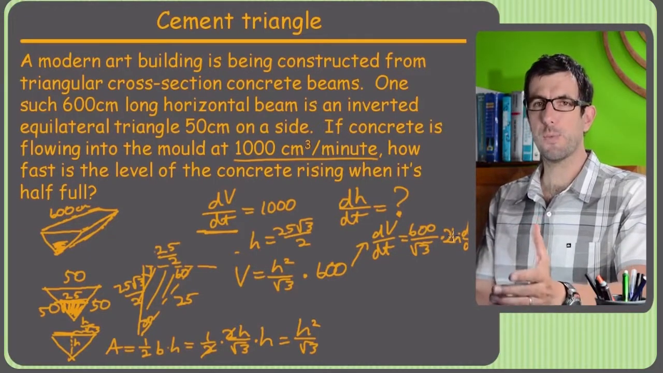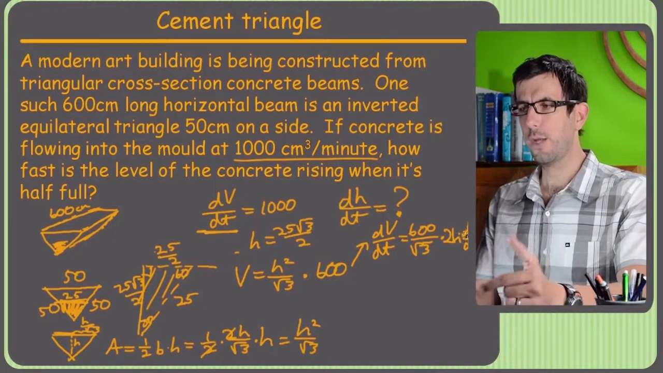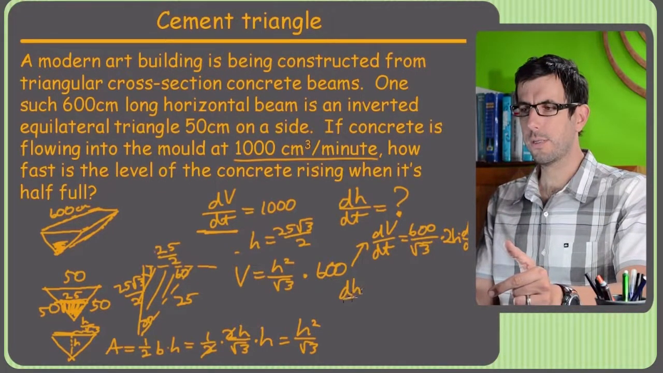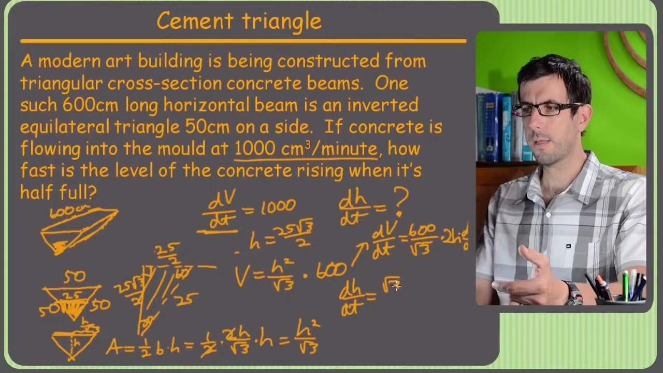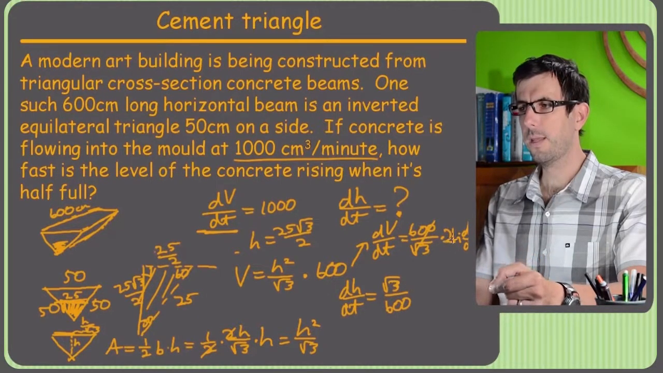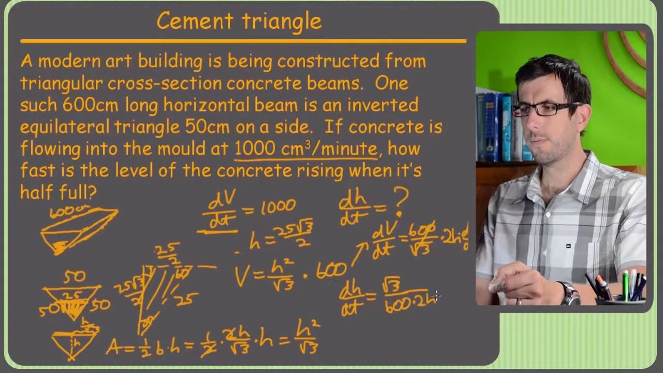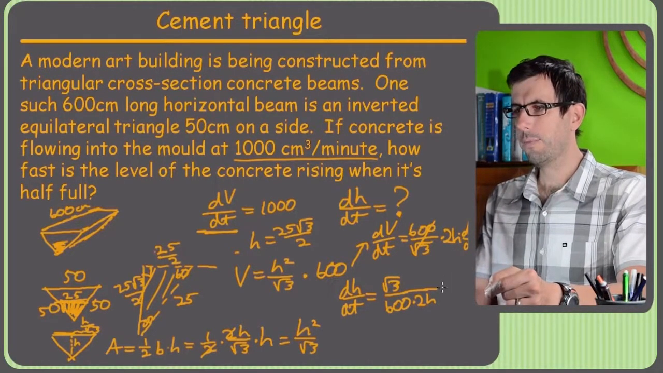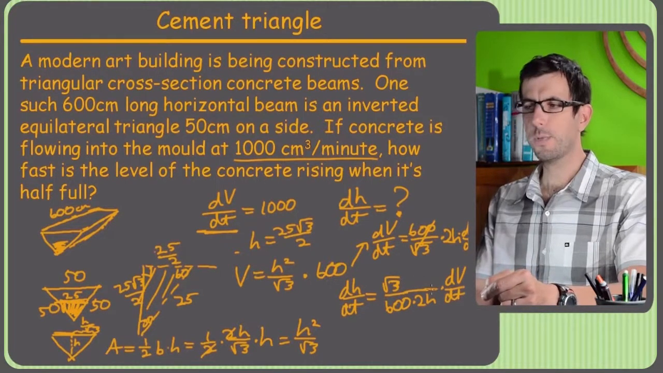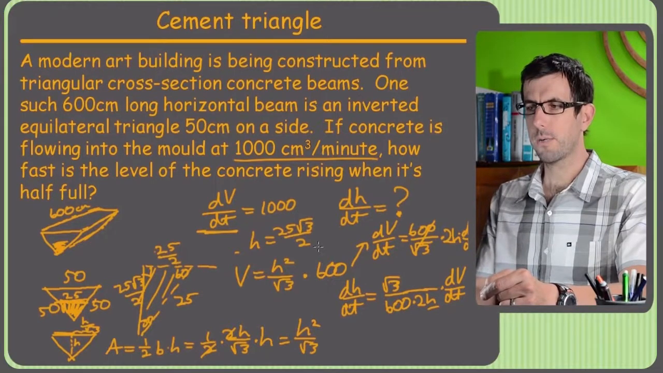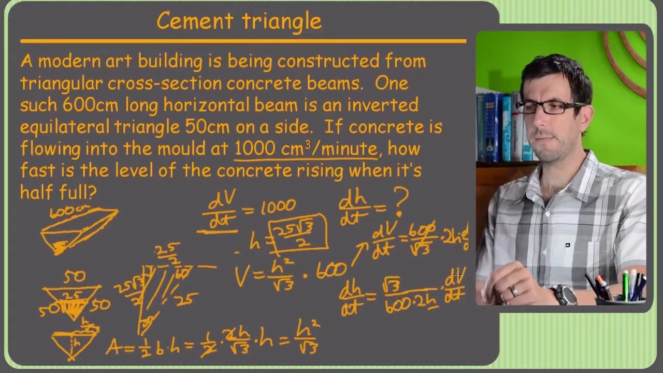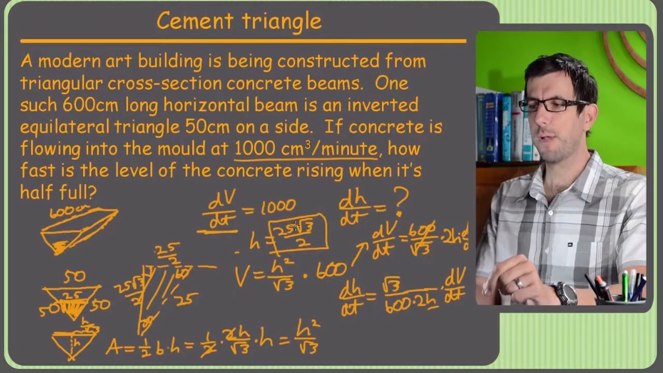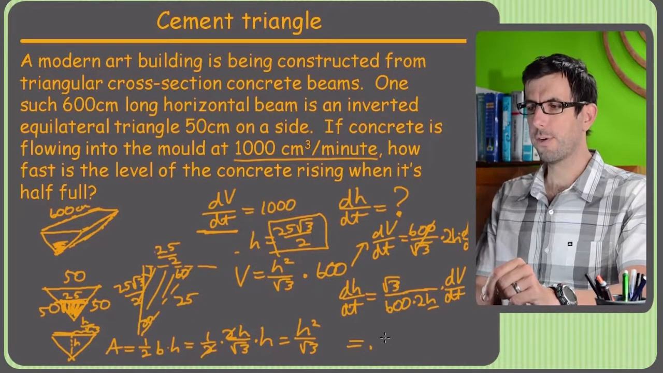At this point it becomes an algebraic nightmare, but hopefully you know how to do that stuff pretty well. So we get dH/dt by inverting everything. Root 3 over 600 gets rid of that stuff, and then I divide by 2H, and I still have a dV/dt to worry about. Now I can plug in. I already figured out that H equals 25 root 3 over 2. Obviously you'll want a calculator for this one. They gave me dV/dt equals 1,000. So when you plug all this in, I got an answer of 0.067 centimeters per second.